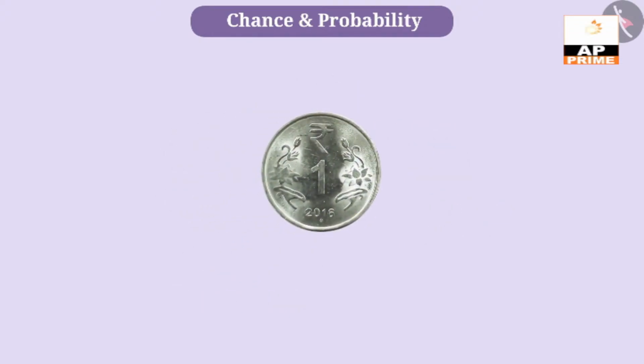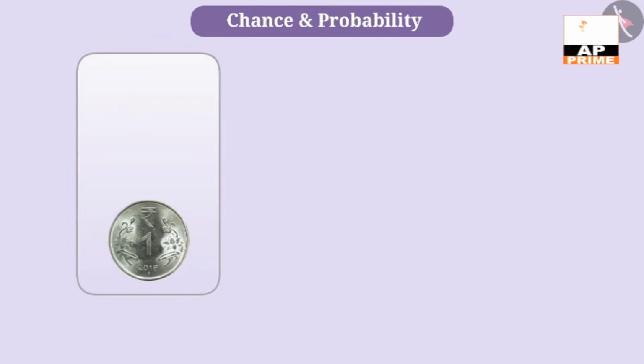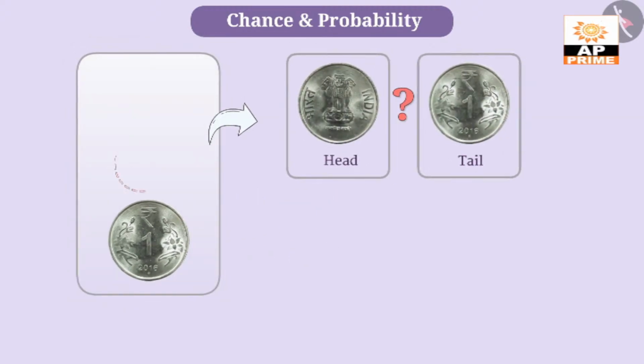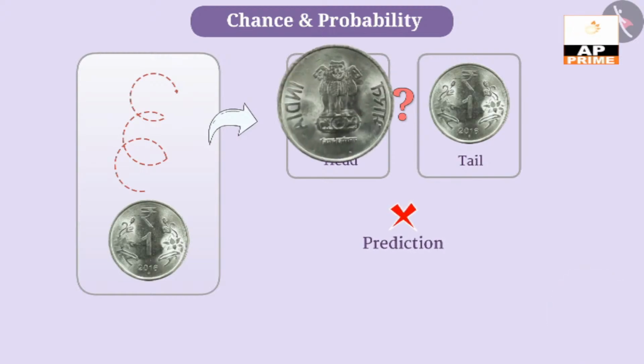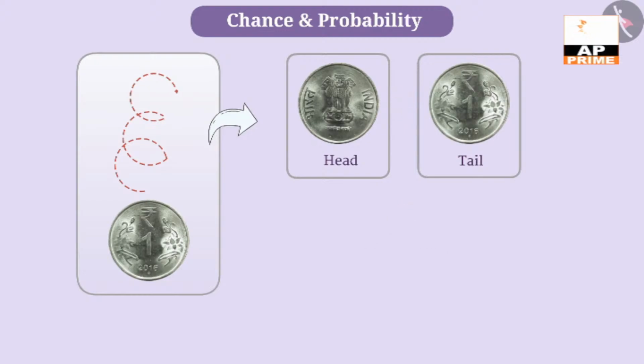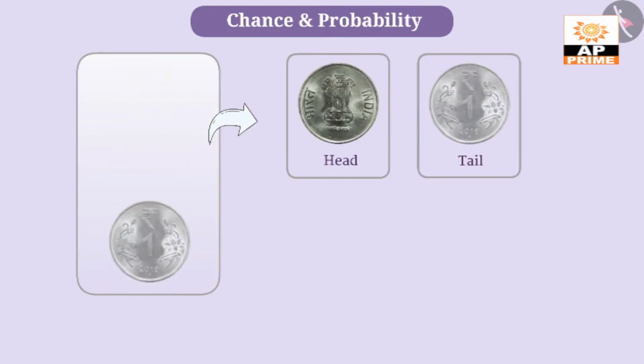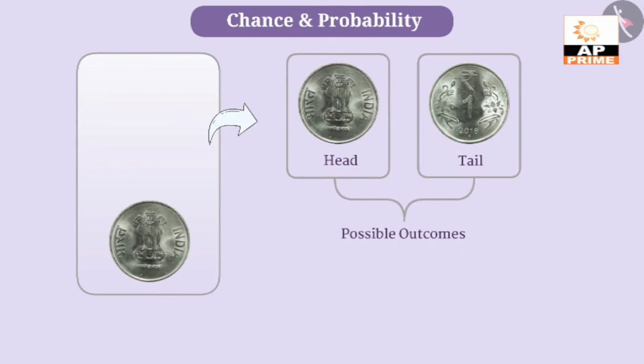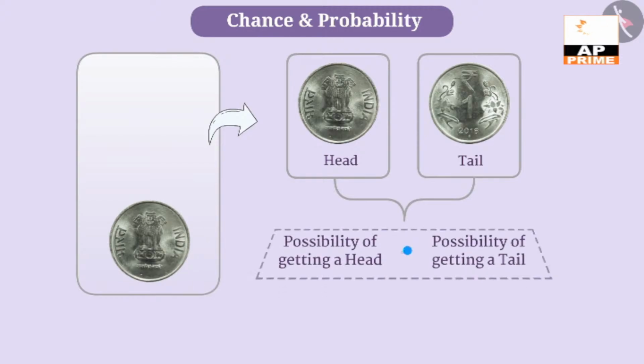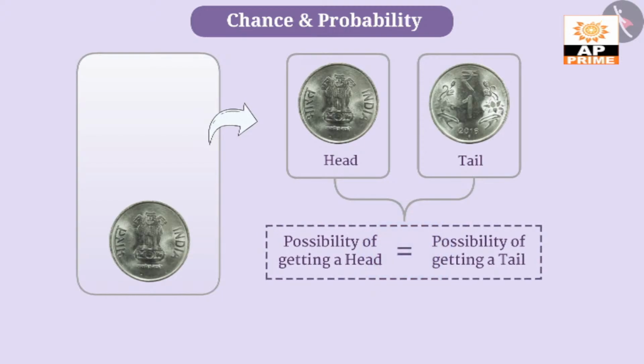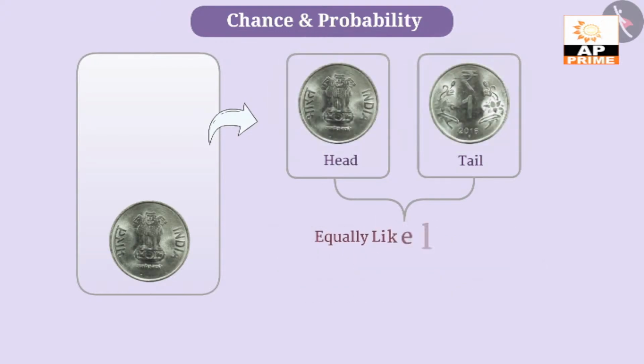Now look here. Here is one coin. Can you tell whether we will get a head or a tail in the experiment of tossing the coin? Think. Here we certainly cannot predict whether we will get a head or a tail. In such a situation, getting one from either of these two is a possibility or a chance, because both are possible outcomes. But in this situation, the possibility of getting a head and the possibility of getting a tail are equal. In such a situation, we say that the outcomes are equally likely. Here, both head and tail are equally likely outcomes.